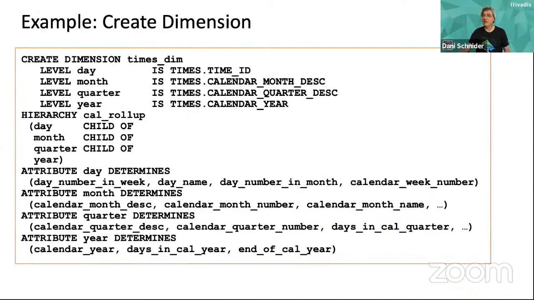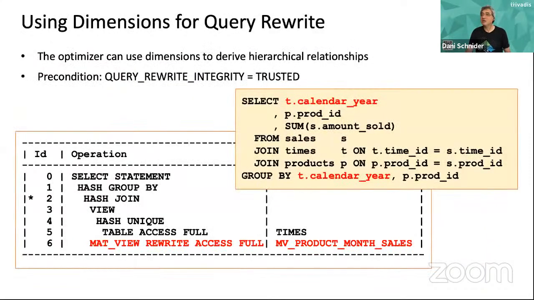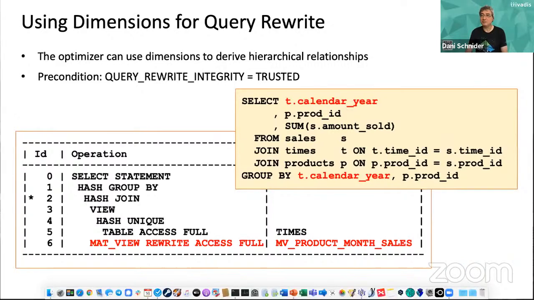So we can define that a day belongs to a month, to a quarter, to a year, and then we can define for every hierarchy level which columns belong to this level. And if we do this for all the dimensions, then we can run such queries like here, and then we see here, at least on the slide, that query rewrite seems to work. But does it really work in reality?